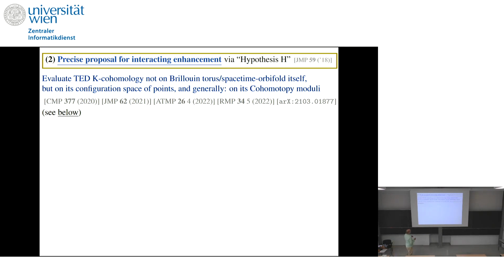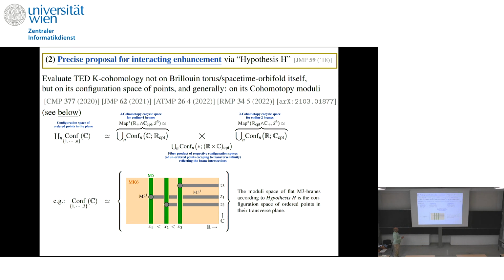The interesting thing is that the configuration space of points, by classical but deep theorems of Pontryagin, Siegel, and others, is closely related to a non-abelian cohomology theory called cohomotopy. So that's where cohomotopy comes in. When you go beyond the Brillouin torus and ask what is the non-perturbative classification of M-branes in full M-theory, the plane configuration space of points of space-time is in general not sufficient. It can be under certain conditions. The general statement is actually that it's the cohomotopy moduli space.